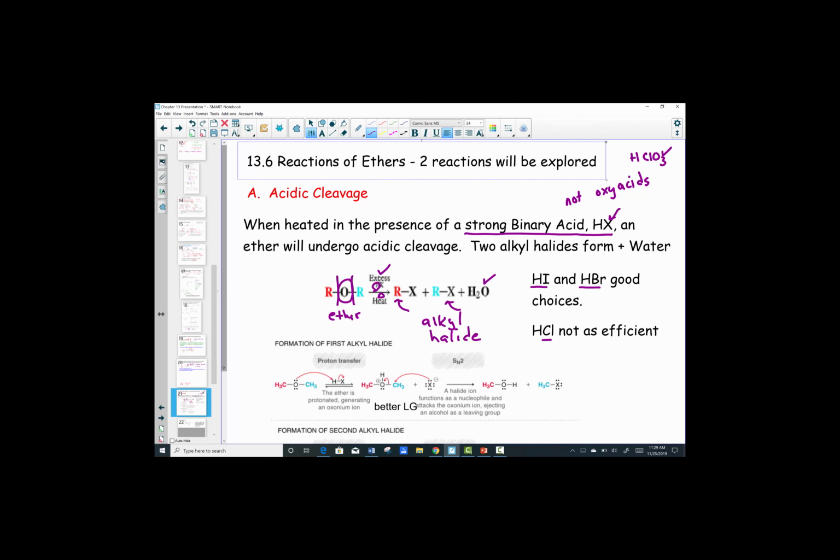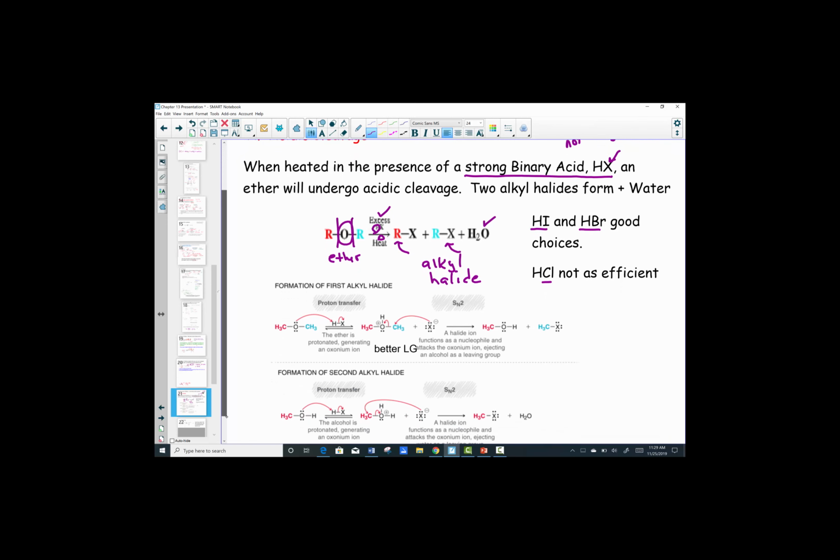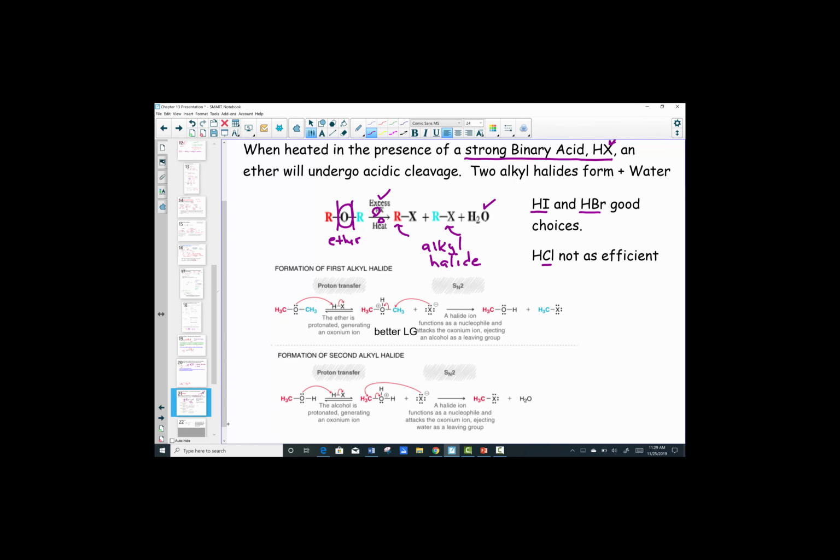So again, I mentioned this is a 2-step process, and we can just look quickly at its mechanism. Here we have an ether linkage.